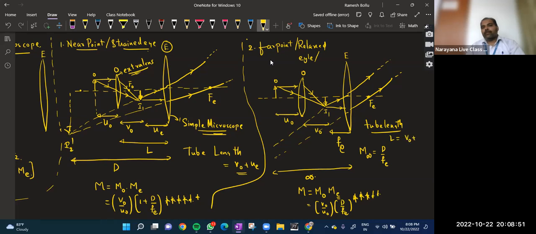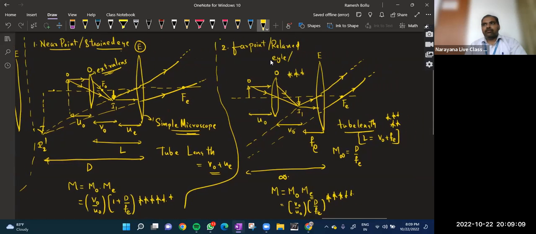VO plus FE. Okay. Depends on the situation. You might need to change this equation also. Is my point clear? But overall, everyone should have the diagram drawing skills also.